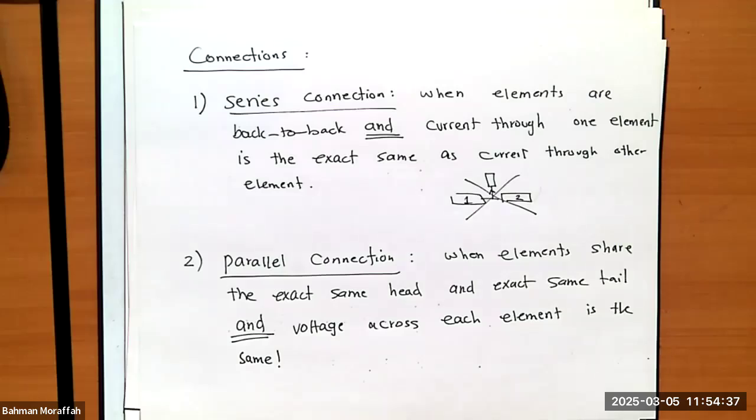The idea is that if the circuit is very complicated and you do not know how things are connected, let's just name the nodes. As soon as you name the nodes, you know exactly what goes between what nodes, and you know exactly what's back to back and what's not, what's in parallel and what's not in parallel. So the trick is always: name the nodes.